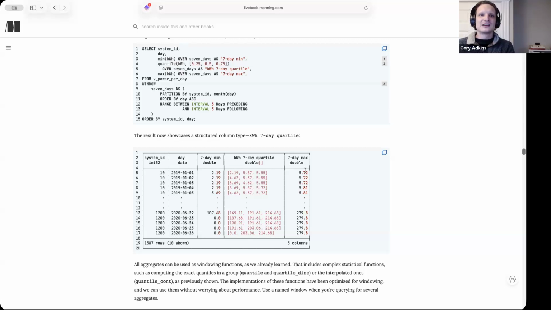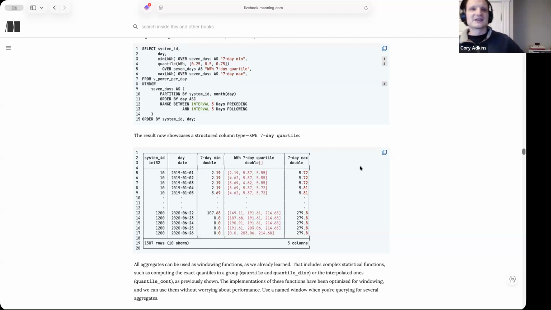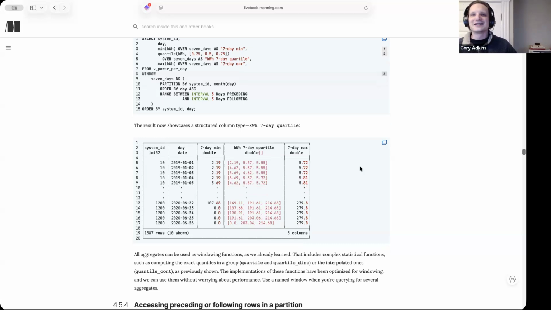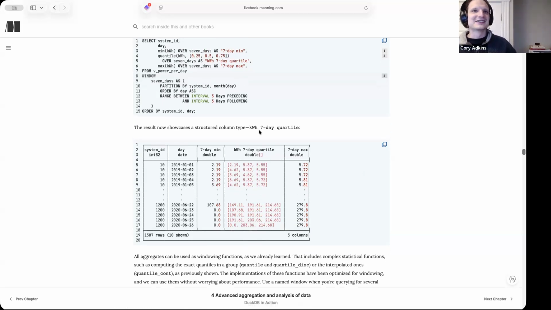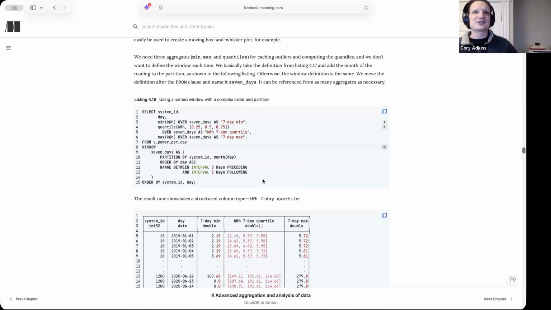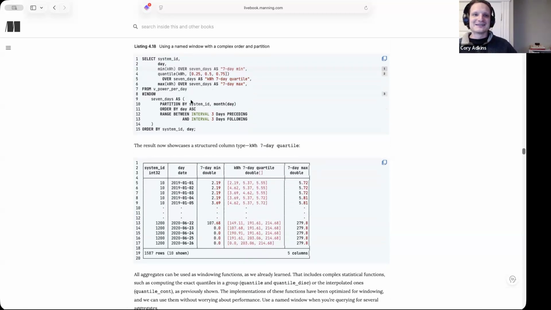So per system we have, sorry, I feel silly for stumbling through this. So I think from the top, it's for each system and day, the min, quartile, and max over those 7 days. Okay, yep, that's right. So I don't know what the takeaway is, but I might study this and see if I really understand it. The point they're making is you could make a box and whisker plot with just these window functions.